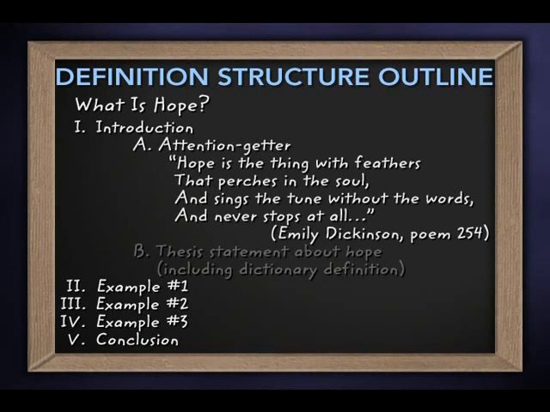Hope is the thing with feathers that perches in the soul and sings the tune without the words and never stops at all. From there, I would go into my thesis statement, my main idea about hope. And then I would give 3 good examples of hope. I probably would work in my dictionary definition in Roman numeral 1b to say this is what the dictionary says, but here's how I look at hope. And then I would have my 3 examples to prove my point.